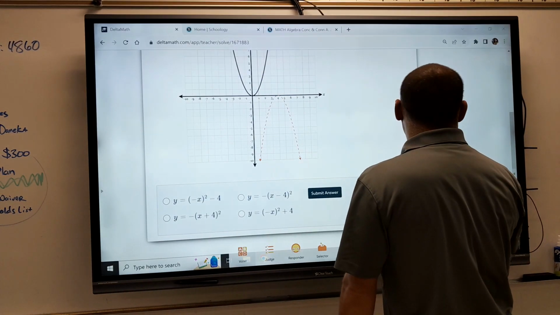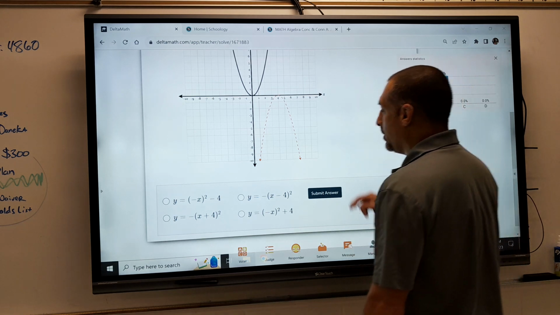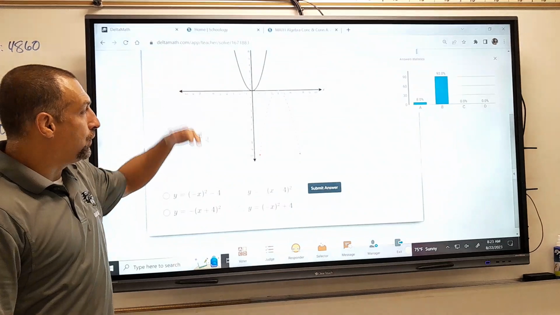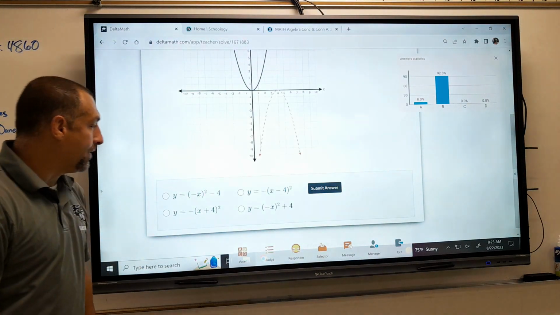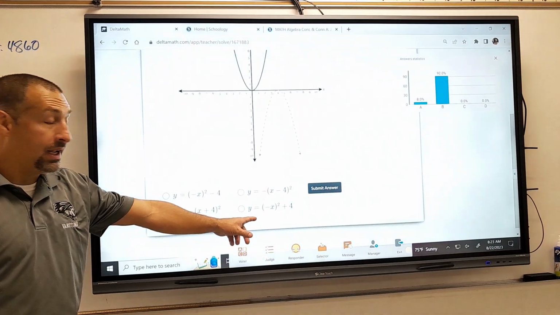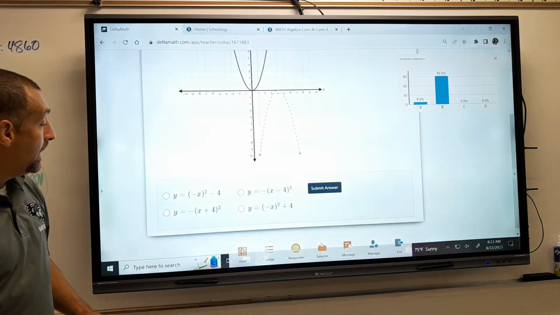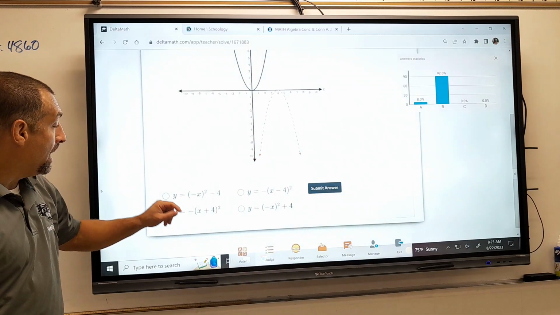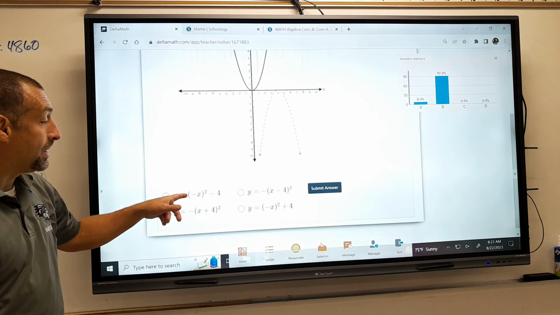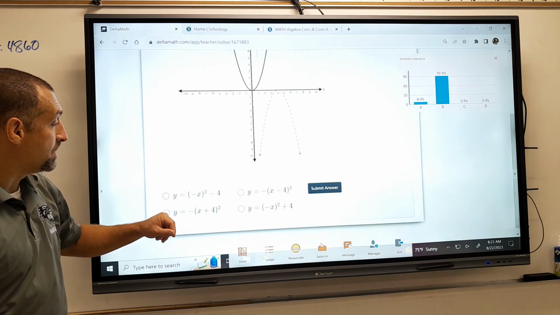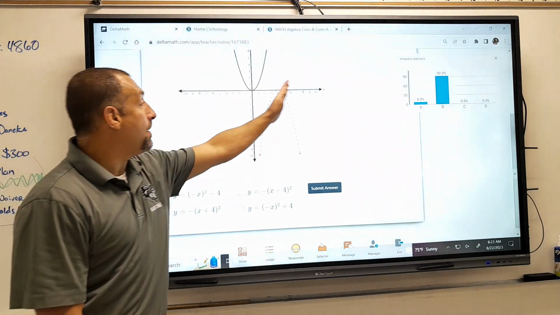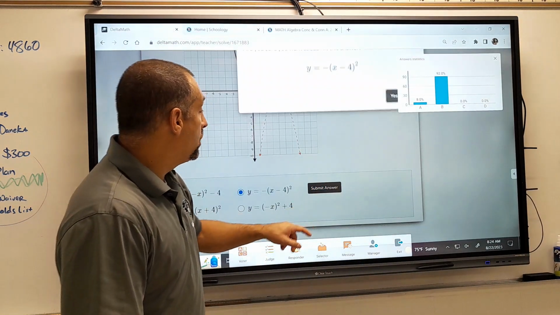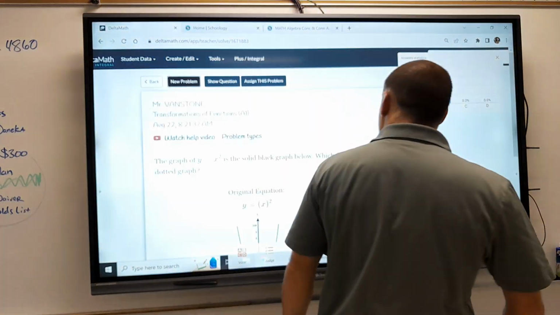Okay, with buddy assistance, we got to 92. Let's see if we're right. The negative in front means it's flipped, so it's got to move the negative in front. It's not going to be D. That's impossible. It could be C. It could be B. And it's not going to be A, although somebody picked A, so I'm going to find out who that was. And then it got moved right 4, and it's negative on the inside for a right 4. So we should be there. And we got it right.